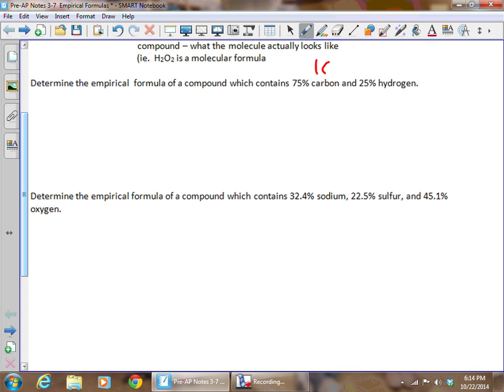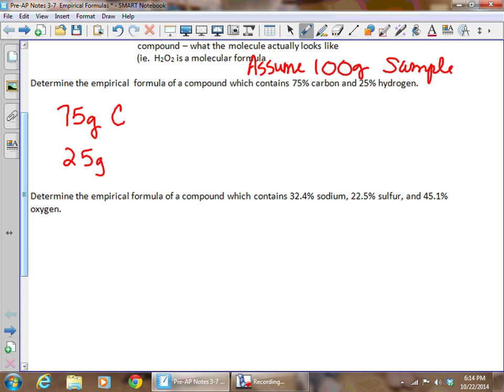Do you see why it would be so much easier just to assume that you have a 100-gram sample? So assume that you have a 100-gram sample. If you do that, then getting 75% and 25% of that value would be easy. We would simply call that 75 grams of carbon and 25 grams of hydrogen.